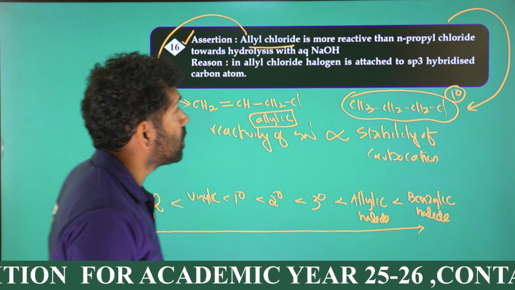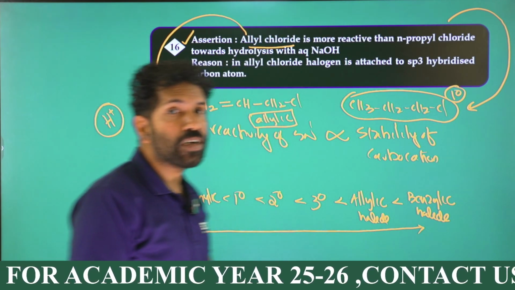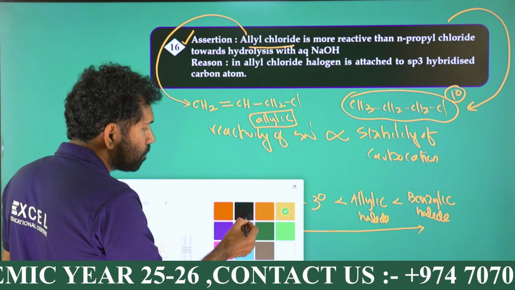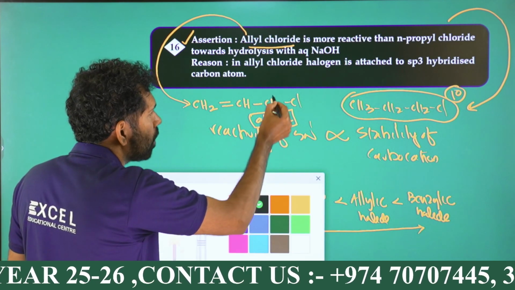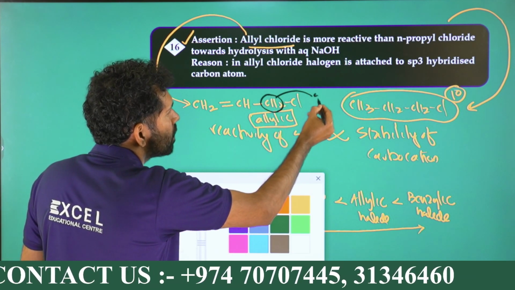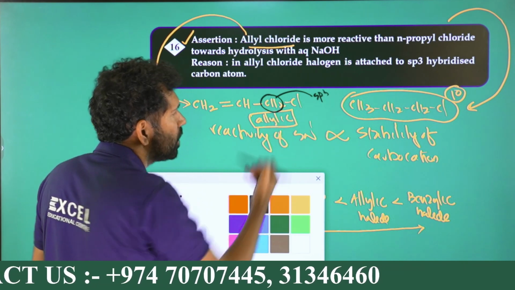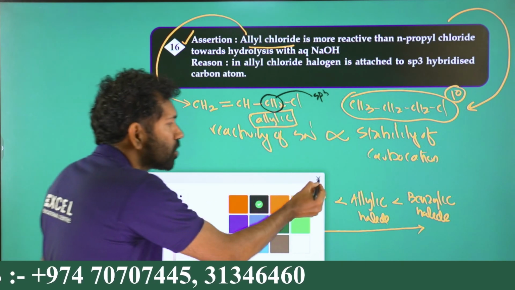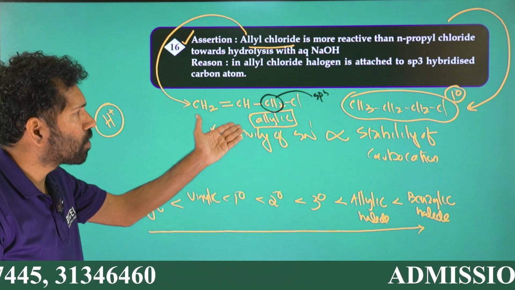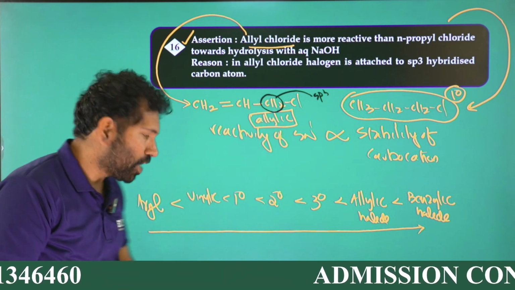Allyl chloride: the halogen atom is connected to sp3 hybridized carbon. Yes, this is called sp3 hybridized carbon, students. This carbon atom over here is sp3 hybridized. So in allyl chloride, the halogen is connected to sp3 hybridized carbon. Yes, correct, no doubt.